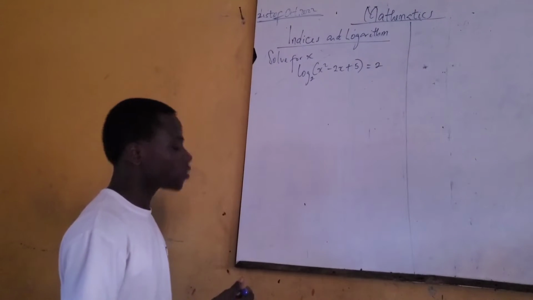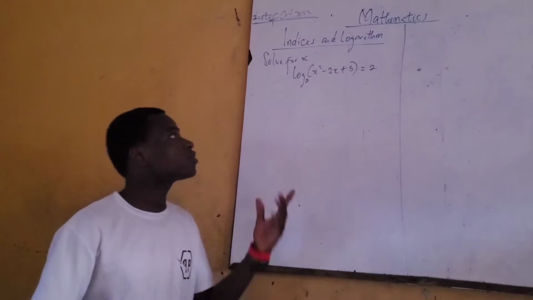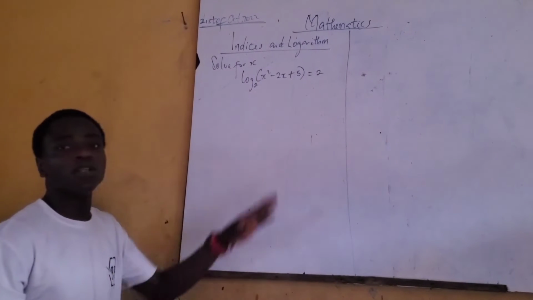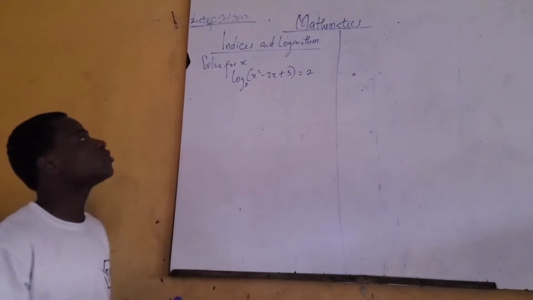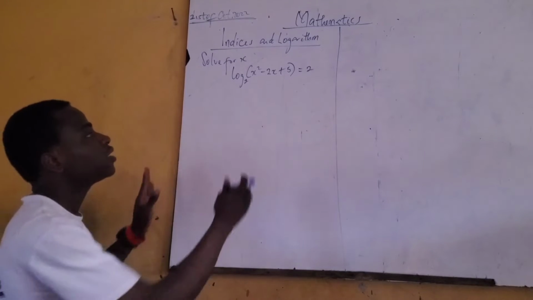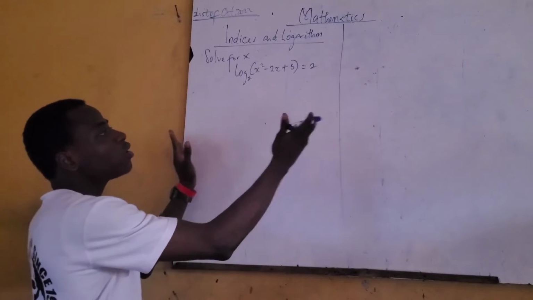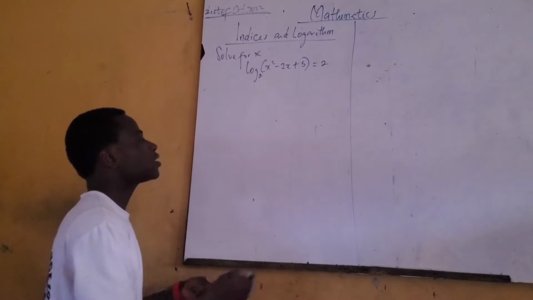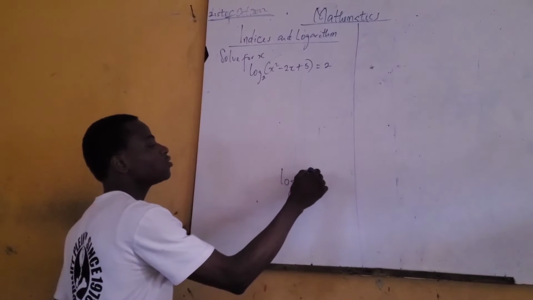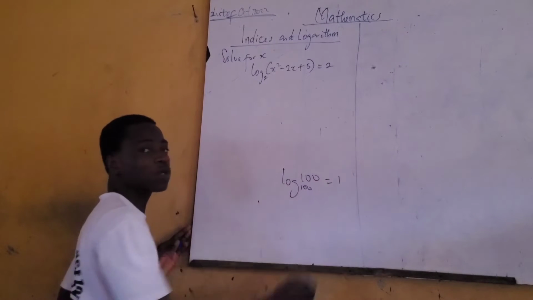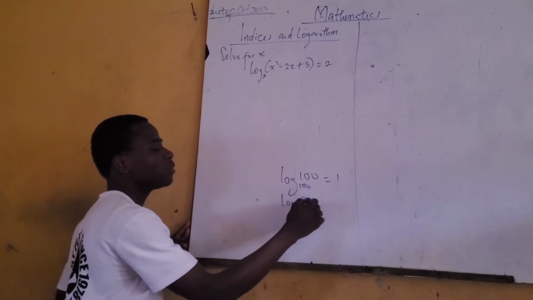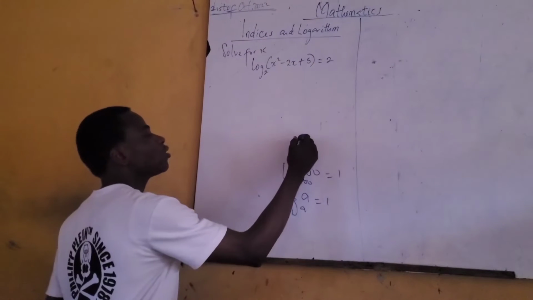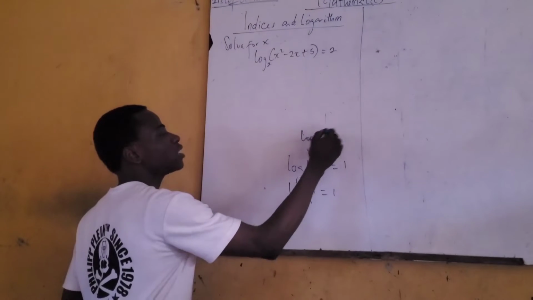So to solve for x in this question, you'll be applying the laws of logarithm and indices. The first thing is that you take log on both sides. You have log on the left hand side, but no log on the right hand side, so you take log on both sides. And I believe you know that under laws of logarithm, log 100 base 100 implies 1. Or log a base a equals 1, log x base x equals what? 1.